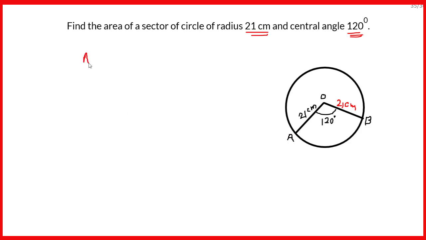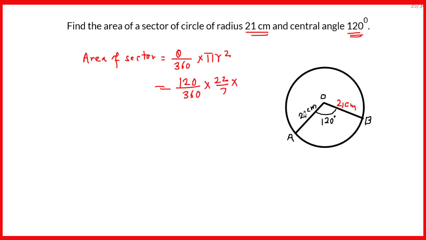We know that the formula to find the area of a sector is theta by 360 multiplied by pi r square. Now here theta is given to you as 120, so it will be 120 by 360 multiplied by pi, which is 22 by 7, multiplied by r is 21, so r square will be 21 into 21.